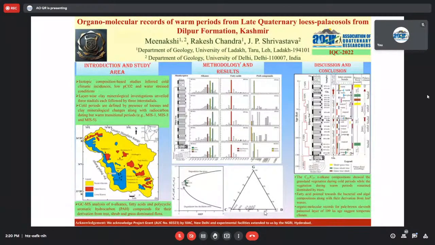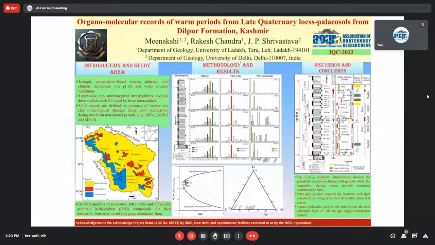So the study area lies in the northwest southeast trending Kashmir Valley, intermountained by Great Himalayan Range and Pir Panjal Range on either side. The valley comprises a complete stratigraphic record from Archean to recent with Karewa group on the top. And on the top of Karewa group, there lies the Dilpur Formation, comprised of interbedded lowest Paleosol profiles.